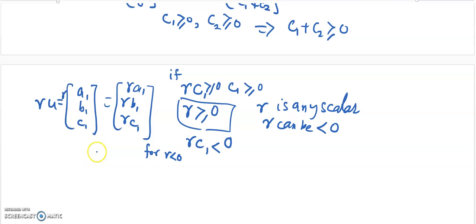So finally we can say that it is not a subspace. It is not closed under scalar multiplication. So it is not a subspace.